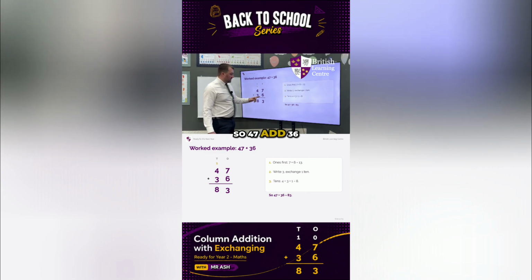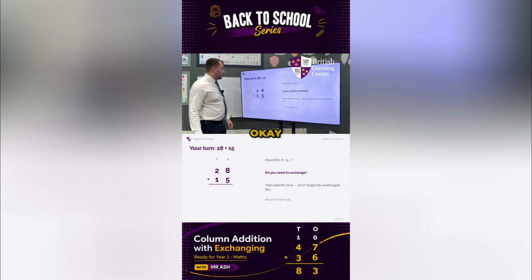So 47 add 36. First we're doing the 7 add the 6, 7 add 6 is 13. Now the 3 goes in the ones, okay, and the 10 goes up here. Now this is part of the 10s. That's where the exchange has happened. That's what that 1 is there. Then when you come over to the 10s, you're going to do 4 add 3 is 7, but not forgetting the extra 10, which brings us to 8, okay?